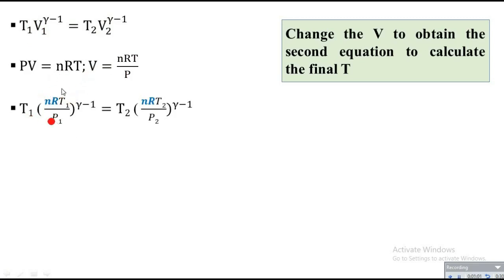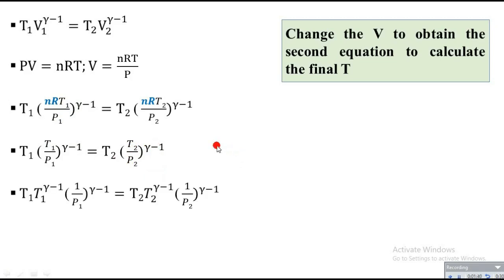T1 here we replace with the V. This is V1, which will be equal to nRT1 over P1. So V1 is equal to nRT1 over P1, power gamma minus 1, equal to T2, nRT2 over P2, power gamma minus 1. So we are replacing this V by this formula. Can you check now? We have T1, we have nR. See how we can cancel this one and this one. We cancel them, then we remain with T1 over P1 power gamma minus 1 is equal to T2 times T2 over P2 times power gamma minus 1.